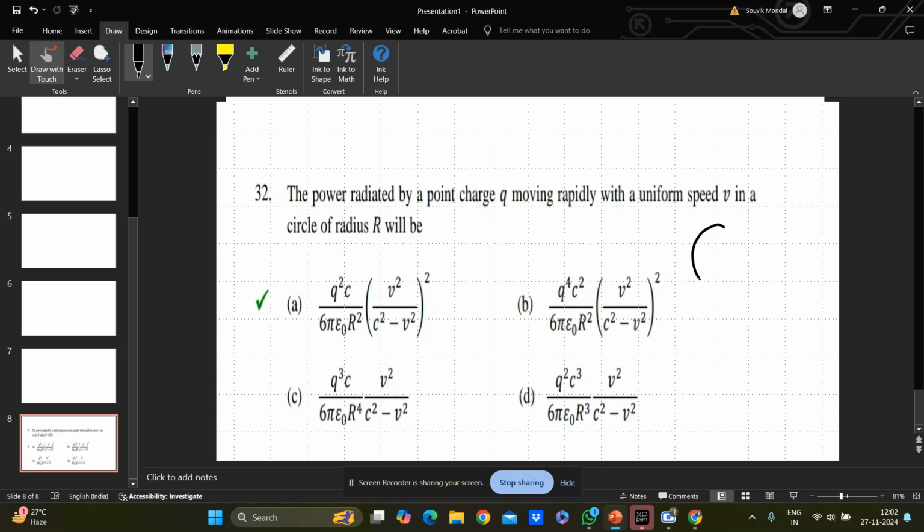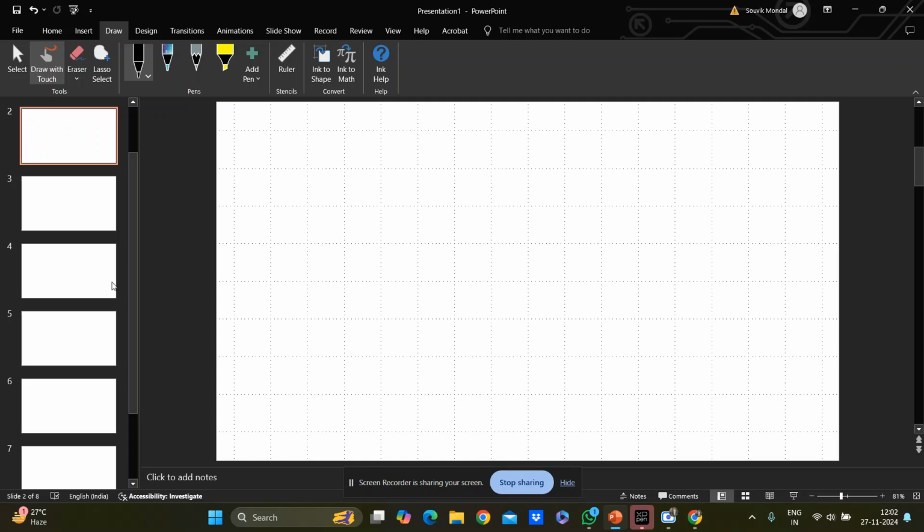So the situation is kind of this: you have a circle of radius R, and a point charge Q is moving, and the instantaneous velocity is V. So very little information and a straightforward problem, but if you don't know the direct formula, then it will be extremely complicated.